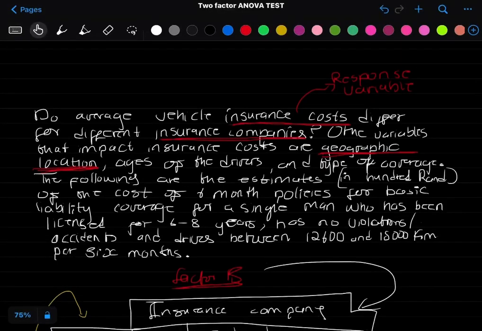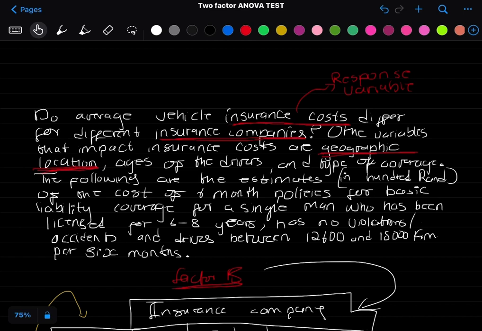Hello guys, in this video I want to show you how to deal with two-factor ANOVA test. Now let's get straight to the point. Do average vehicle insurance costs differ for different insurance companies?